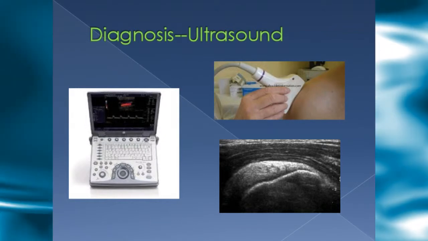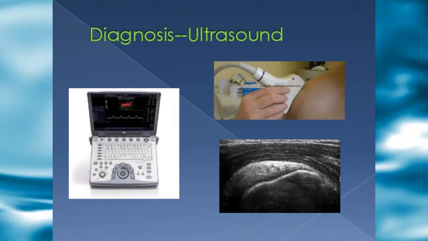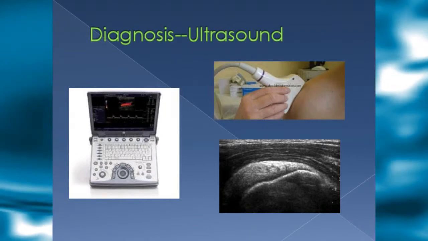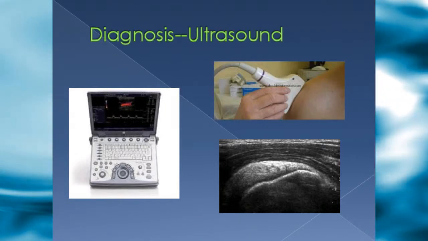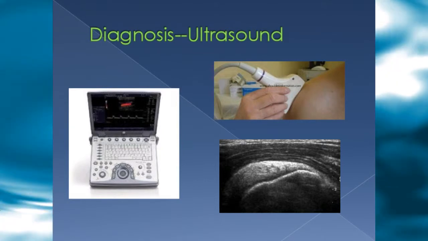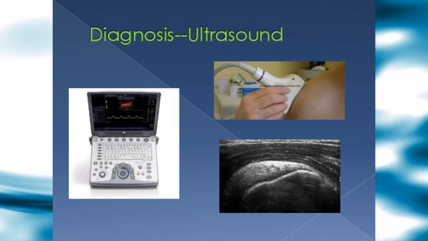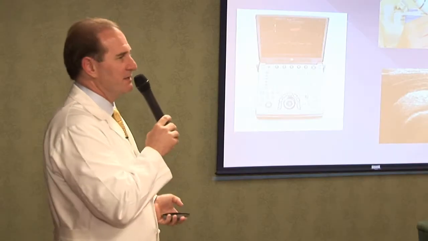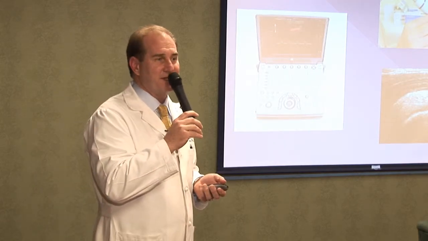So this is the actual humerus bone. This whitish colored structure here is the rotator cuff. This is the skin way up at the top, and this is the space where the bursa sac would be in between. And we can tell really amazing things about the shoulder.